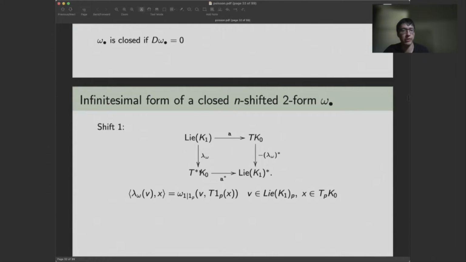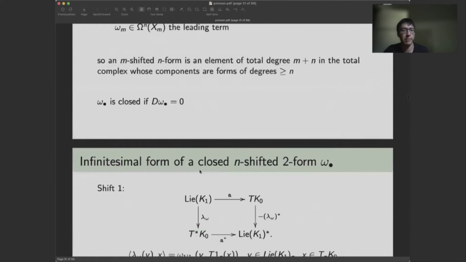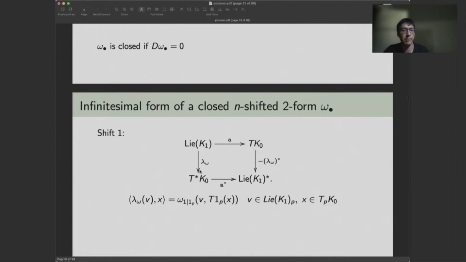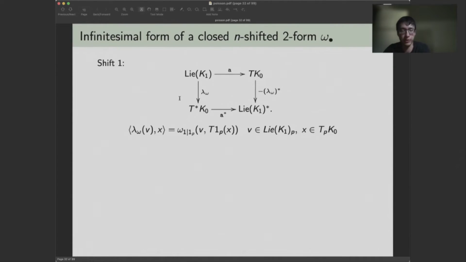Now we are going to define the infinitesimal form of closed N-shifted two-forms. We only care about N-shifted two-forms in this talk. Its infinitesimal object is defined by this mapping, which is the classical form of a multiplicative closed two-form.